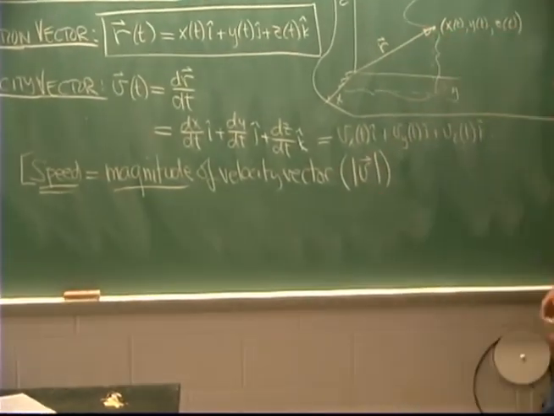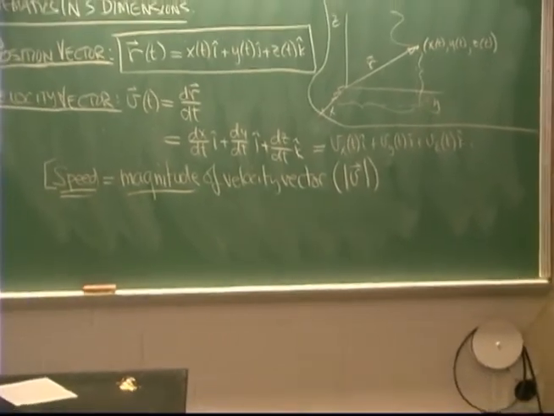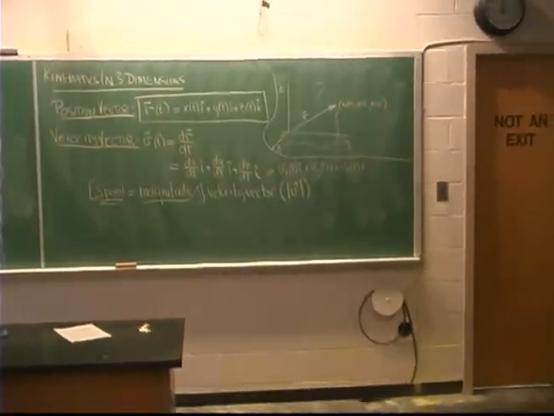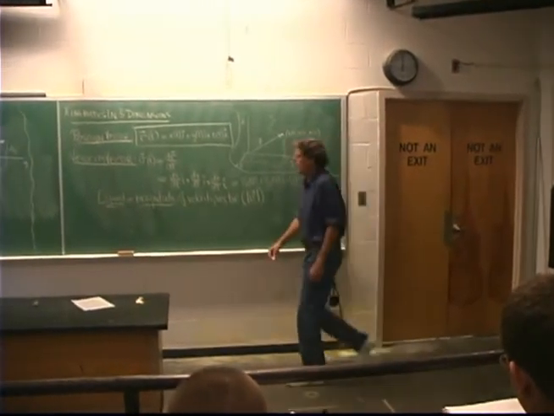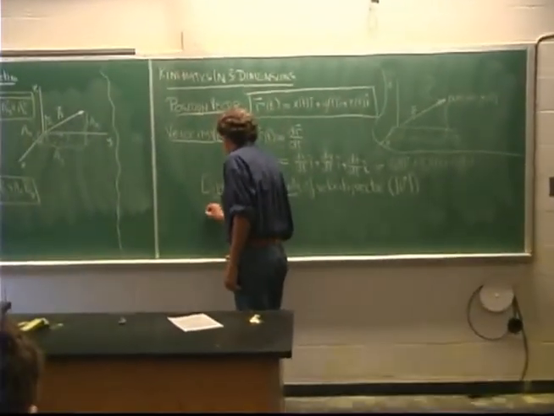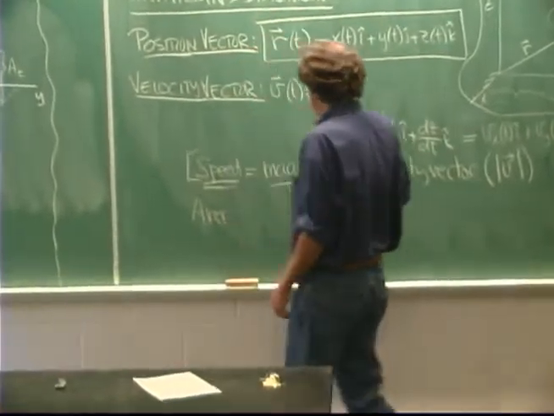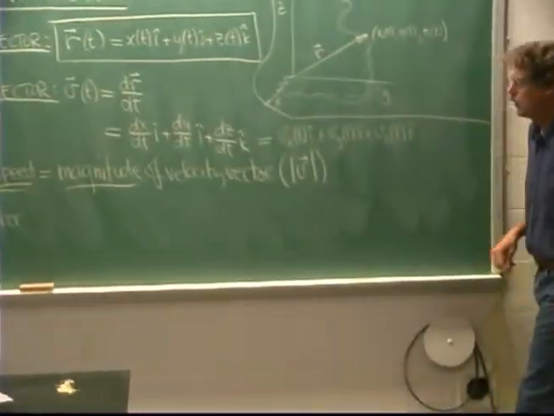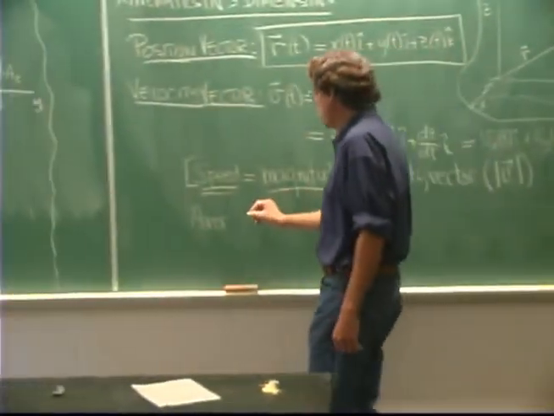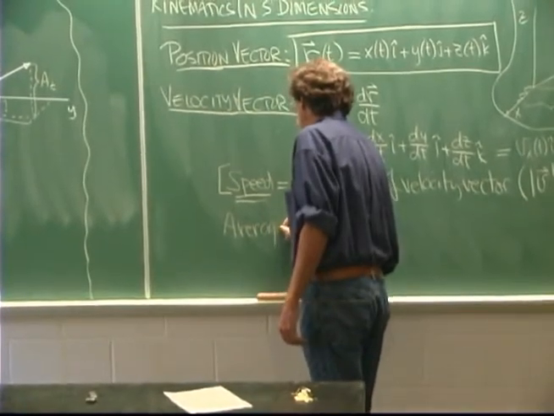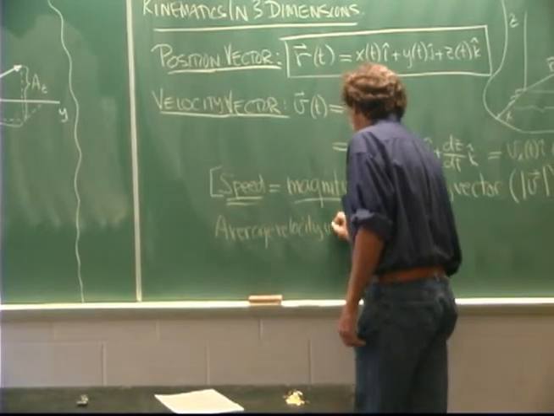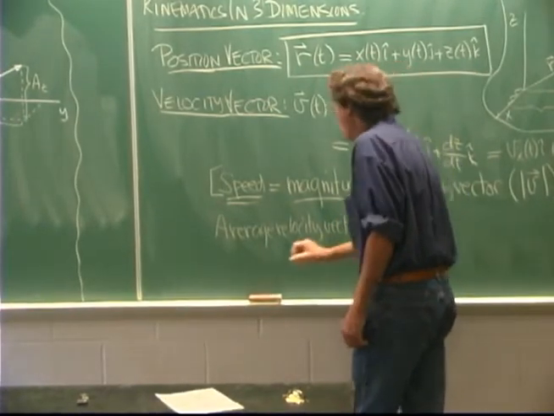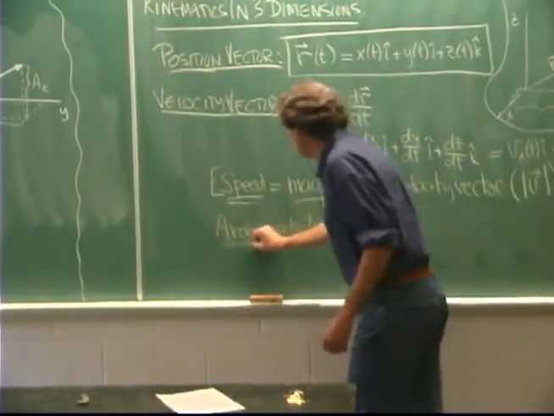Vector, the magnitude of that, in other words, the square root of the sum of the squares, would be the speed. How about average velocity? This is the instantaneous velocity. What if somebody asks you for the average velocity? Over some interval.